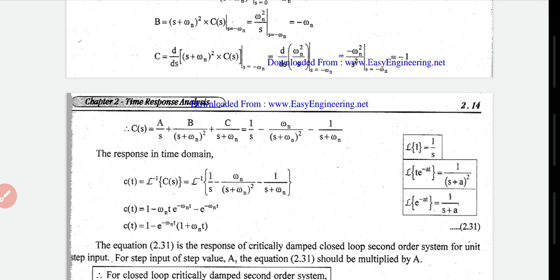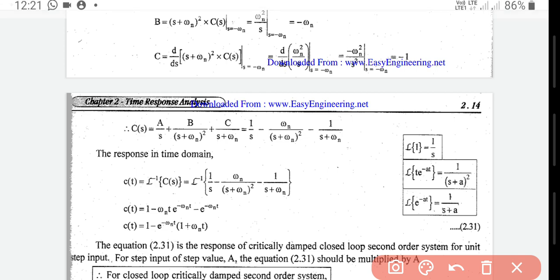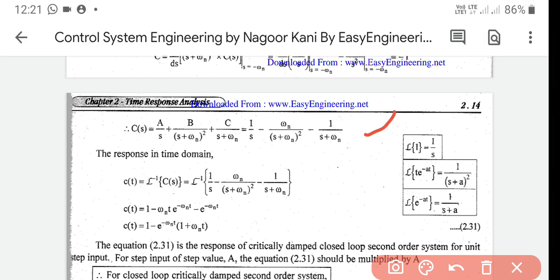So finally substitute the residue values in the above equation, C of s. You are obtaining C of s is equal to a by s plus b by (s plus omega n) whole square plus c by (s plus omega n), that is equal to 1 by s minus omega n divided by (s plus omega n) whole square minus 1 by (s plus omega n). Now by applying the inverse Laplace transform, you are obtaining the C of t.